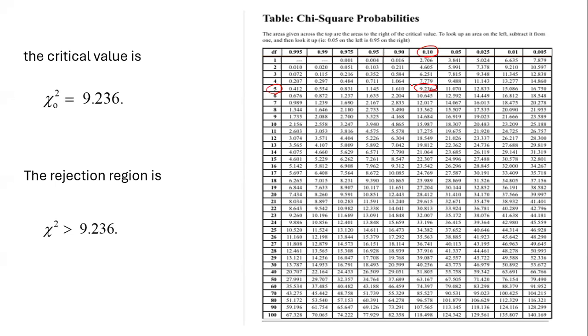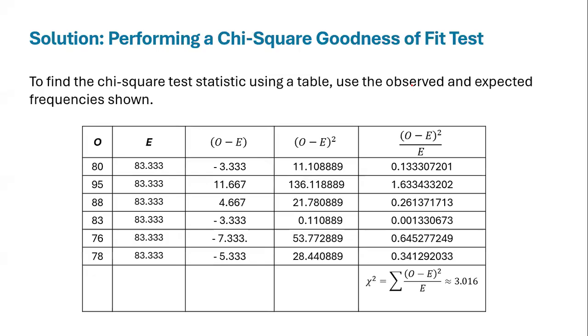Now I need to use the formula and subtract each of the expected frequencies from the observed frequencies, then square them, then divide them by the expected frequency, which is the same for all categories in this example, and then add them together. You can do all these steps in a table like this, or you can do it like the previous example, just in math form. Okay, now we end up with 3.01 as the chi-square test statistic.